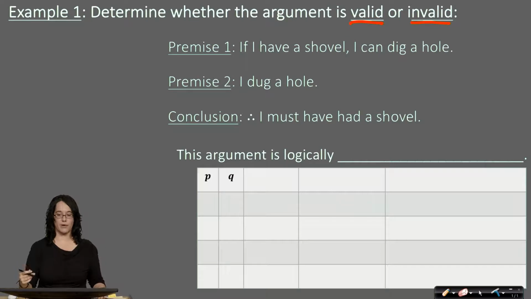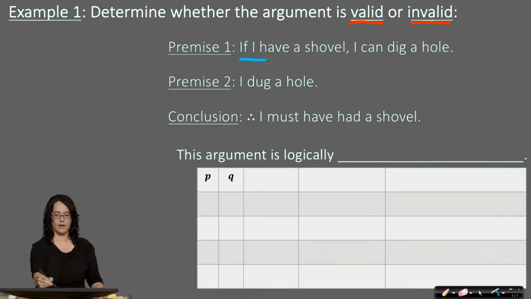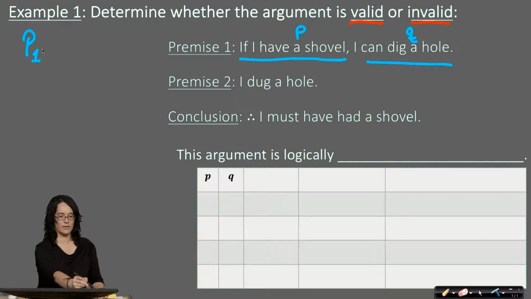Okay, so let's take a look at premise 1. It says, if I have a shovel, I can dig a hole. So we have an if-then statement. If I was writing this symbolically, maybe having a shovel could be letter P, digging a hole could be letter Q. So let's see if you did the same as me. For premise 1, I have if P, then Q. For premise 2, I dug a hole. Well, that was just letter Q, wasn't it? It was. So for premise 2, we have the simple statement, lowercase q here.